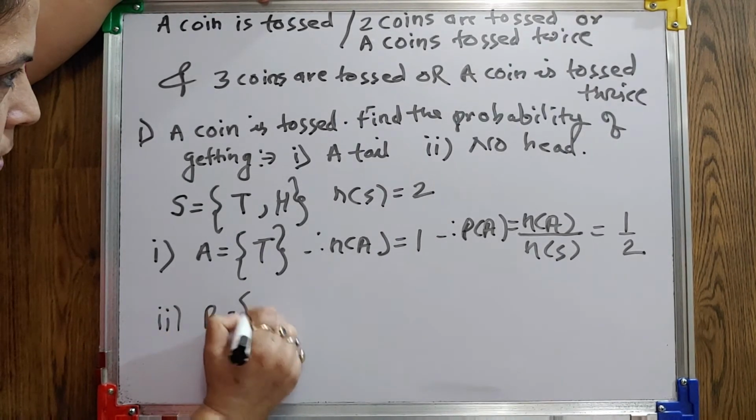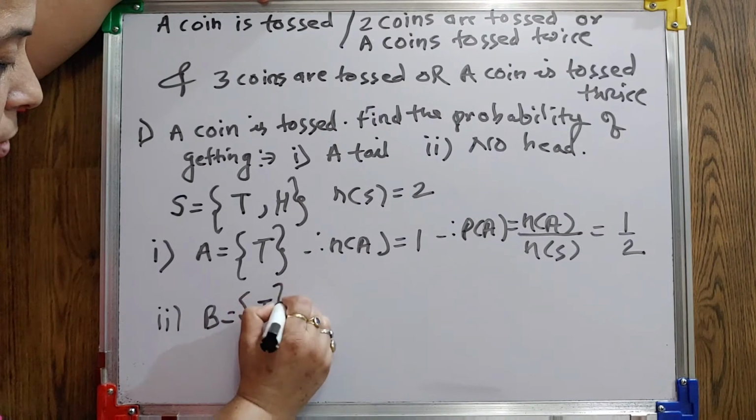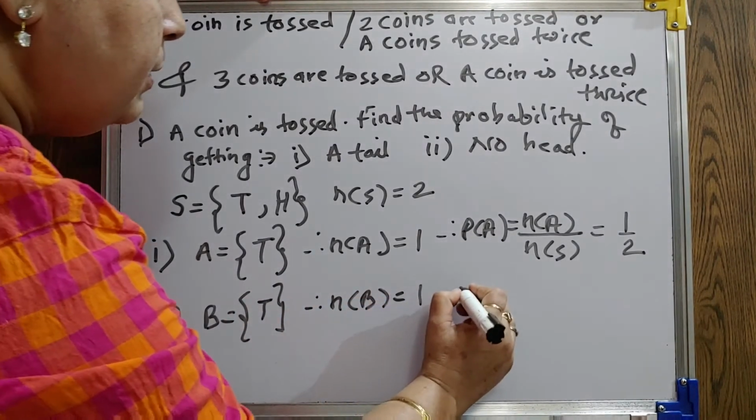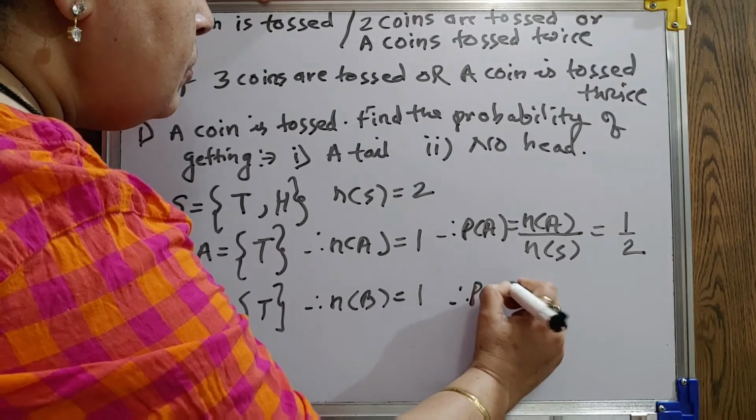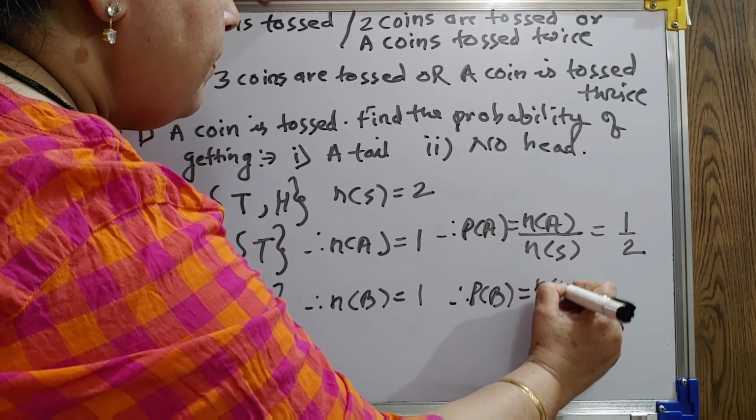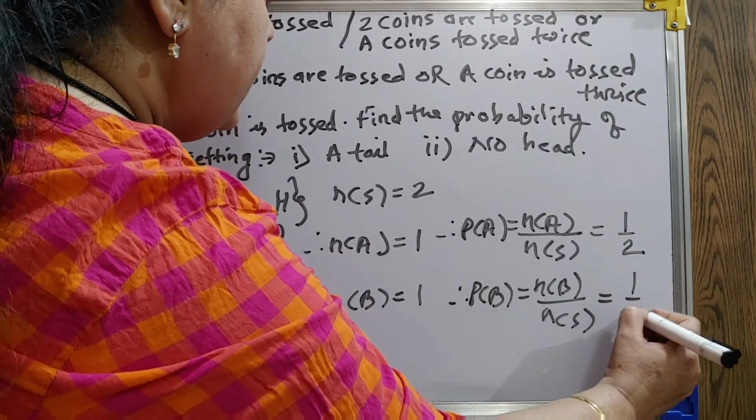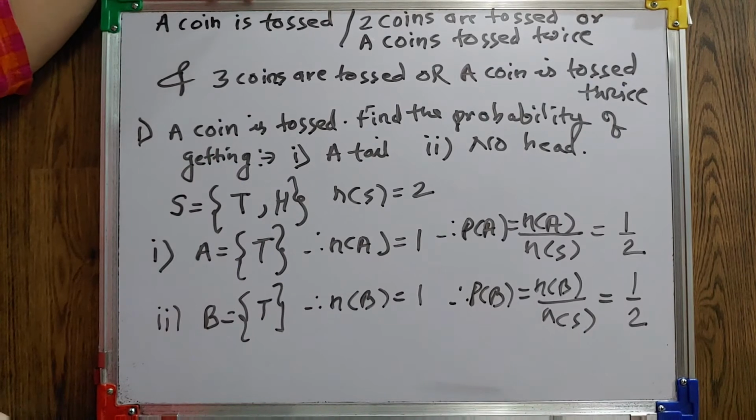Now B event is no head, means again tail. So my N of B is also 1. So P of B is N of B upon N of S, again it is 1 by 2.